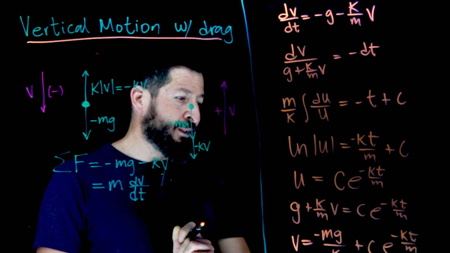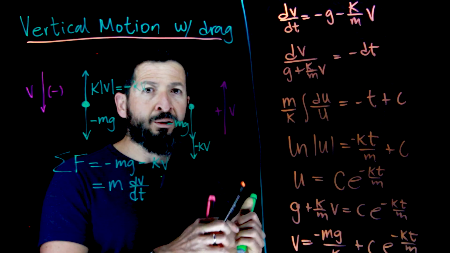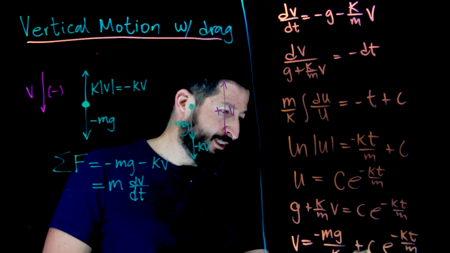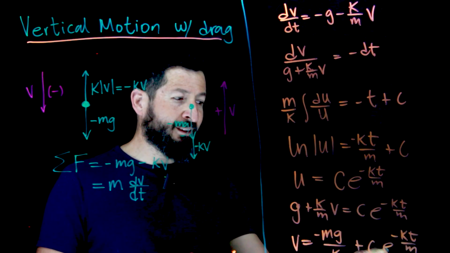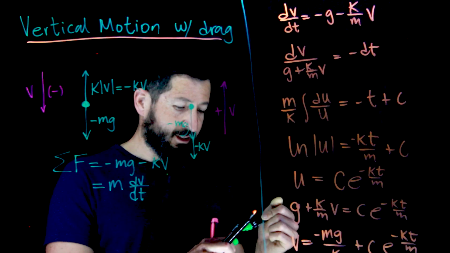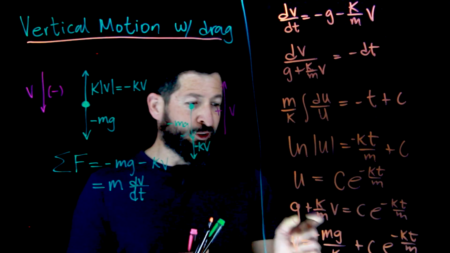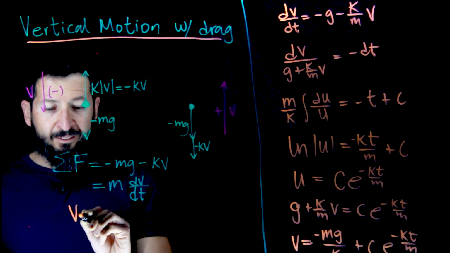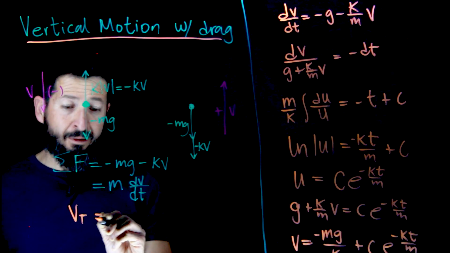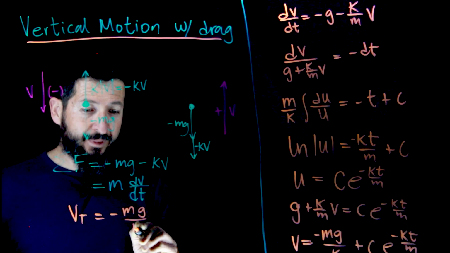Alright, so that's going to give me the velocity as a function of time, and notice that as time goes to infinity, this expression goes to 0, so my terminal velocity will be given by this term, negative mg over k. So terminal velocity, if you want to call it v_t, is going to be negative mg over k.